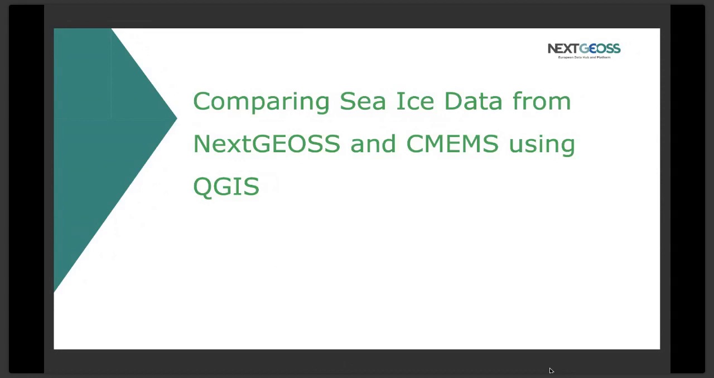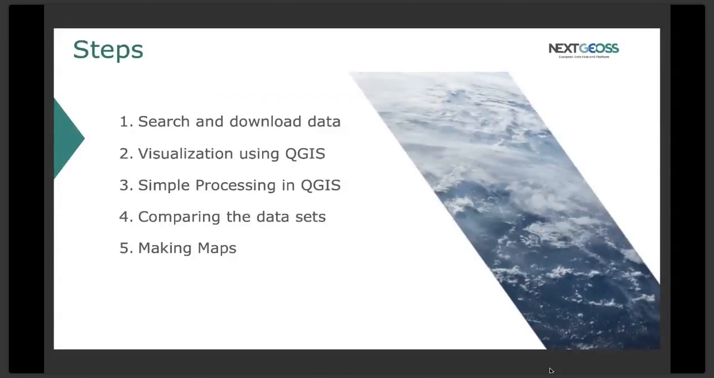Now we come to the main thing here. We are comparing sea ice data from NextGEOSS and CMEMS. CMEMS is the Copernicus Marine Environment Monitoring Service. They have a catalog, and NextGEOSS has a catalog. Our presentation will go through this: we will first search data, download it, then visualize it in QGIS, make very simple analysis, comparing the two data sets, and then make maps from that.